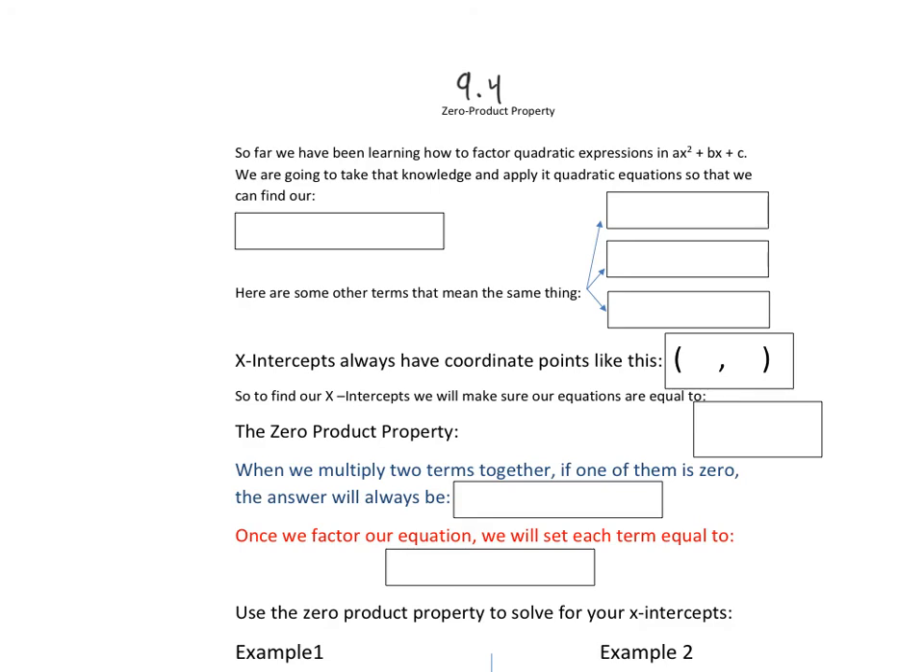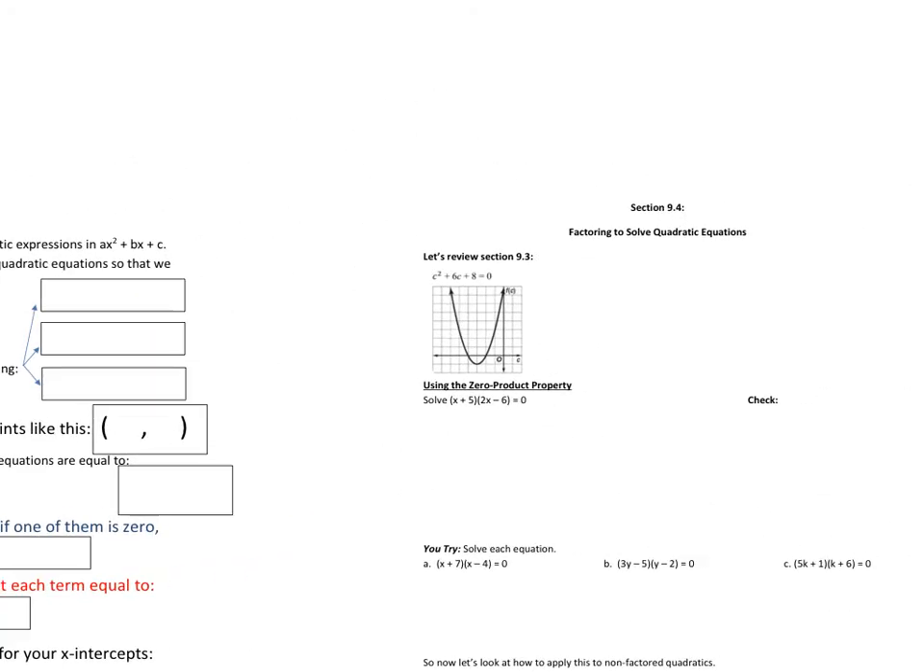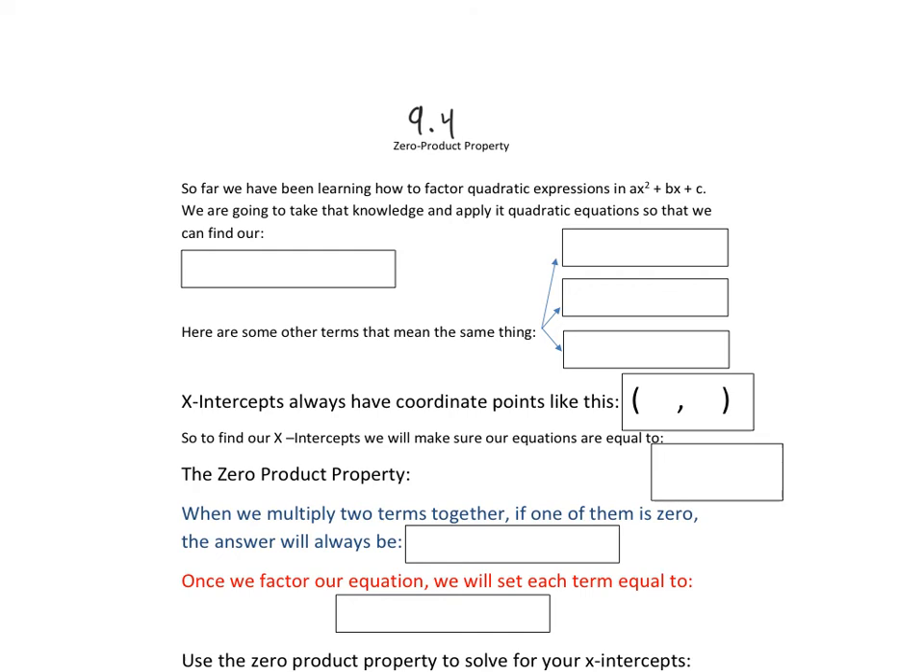Hello, here we're going to look at 9.4, which will include the zero product property and also be called factoring to solve quadratic equations. So far we've been learning how to factor quadratic expressions. Right, we've factored in the past back in chapter 8. Factoring is going to come back, and we're going to see that as we move over into the other parts of these notes.